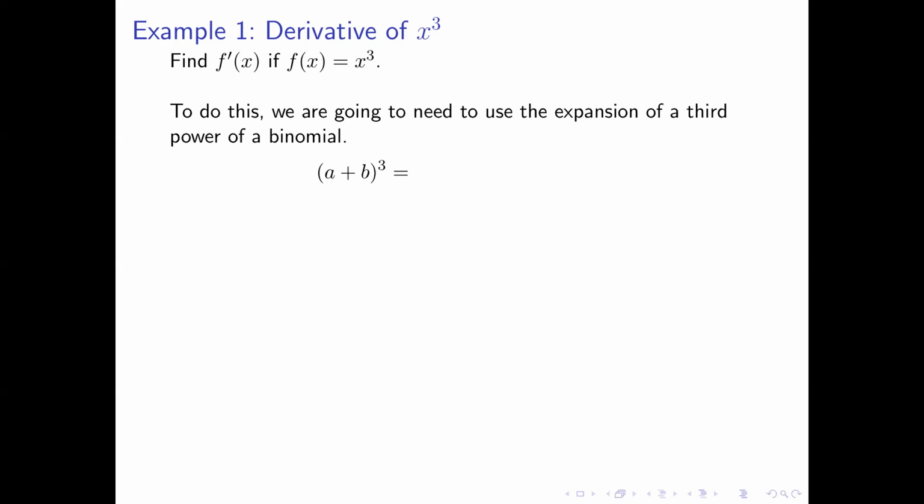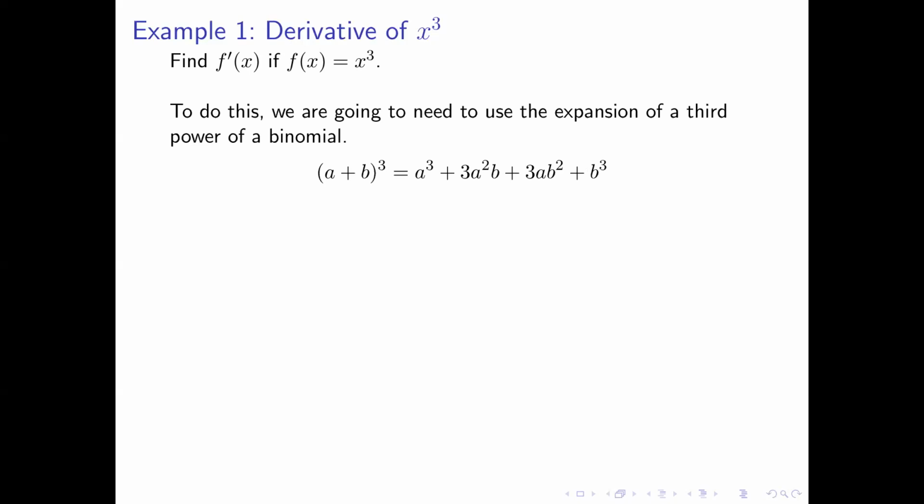So here's the general formula. If we have a binomial a plus b and we're cubing it, that's equal to a cubed plus 3a squared b plus 3ab squared plus b cubed. There are a few different ways to derive this formula. If you're interested, you can do it by using repeated applications of polynomial multiplication techniques. Multiply a plus b by itself, and then multiply the result by a plus b again.